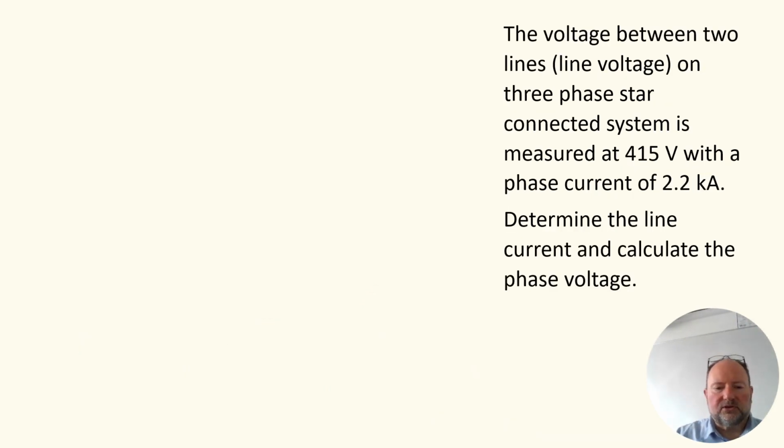So here's the last question I'm going to take you through today. The voltage between two lines, the line voltage on a three-phase star connected system, at least this one says it's star, is measured at 415 volts with a phase current of 2.2 kA. So this is the first question we're dealing with current. Determine the line current and calculate the phase voltage. We can do both of those without too much of an issue.